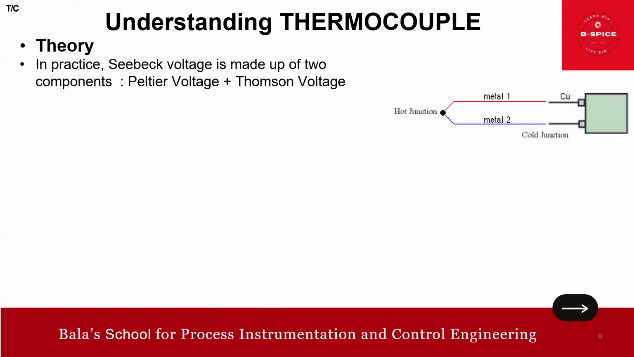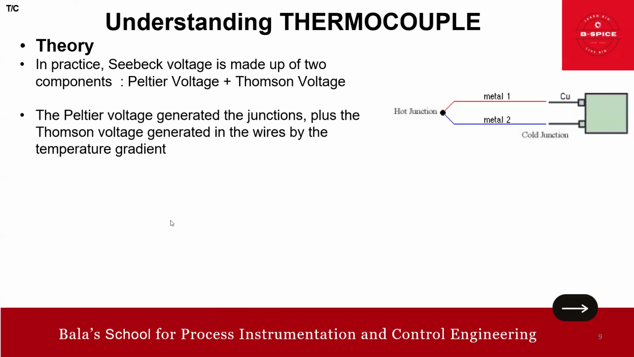In practice, the Seebeck voltage is made of two components. One is the Peltier voltage, the other is the Thomson voltage. Just remember, Seebeck voltage is made of two components, Peltier and Thomson. So what is Peltier? Peltier voltage is generated at the junction only, plus Thomson voltage generated in the wires by the temperature gradient. You got it? So that is the difference. Peltier is only generated at the junction.